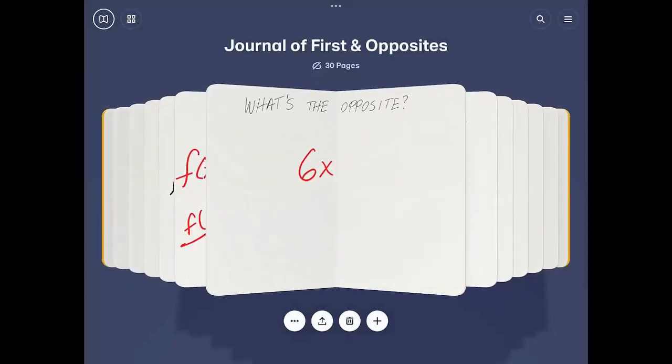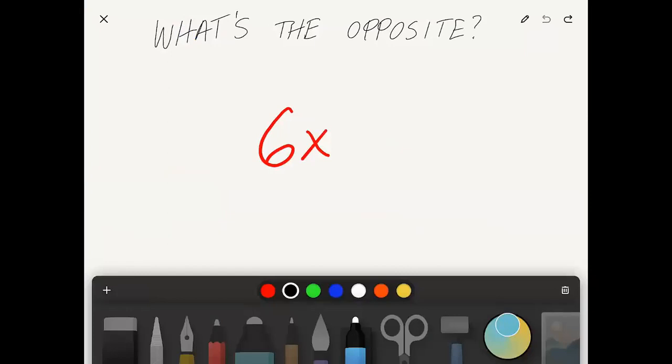All right, this one, what's the opposite of multiplying by 6? Dividing by 6. And what are you left with? You're left with x, as you should be. Whenever you take the inverse, you should be left with x.